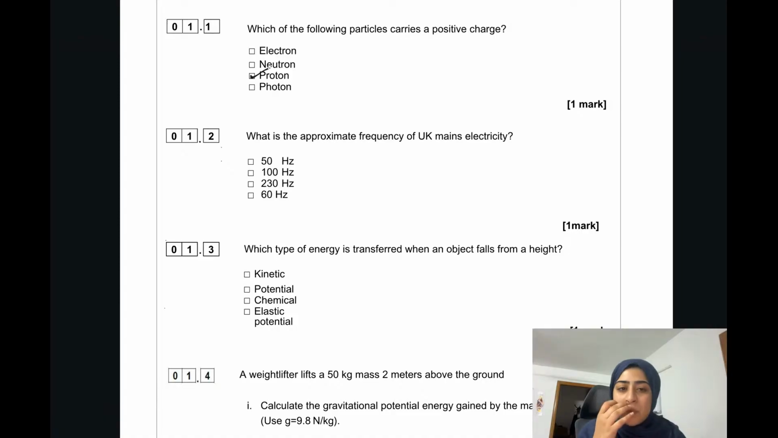Okay, question 1.2, what's the approximate frequency of UK mains electricity? Okay, so again, we know that the frequency is 50 hertz and the voltage of UK mains electricity is 230 volts. Okay, so that's a mark.